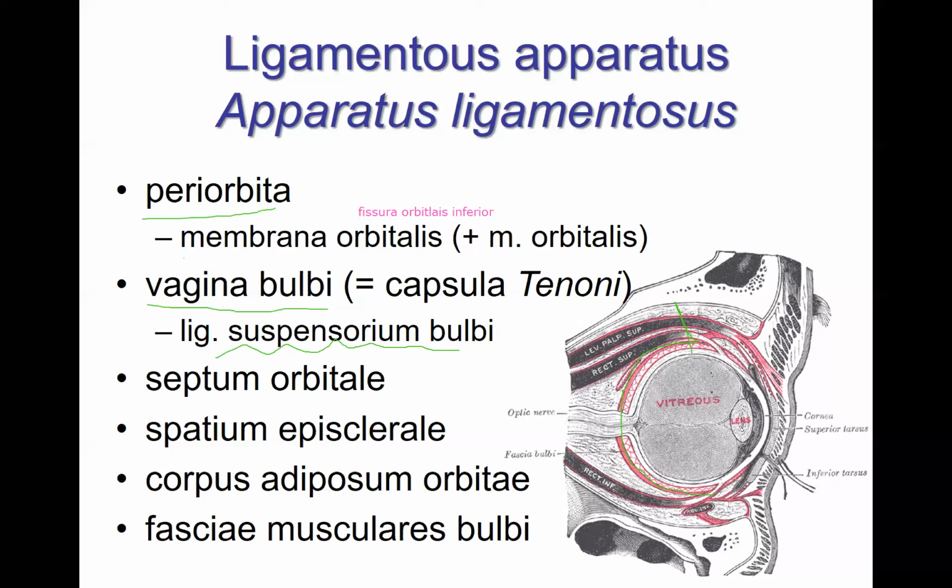Septum orbitale, we said, is a frontally oriented plate which does not allow the eyeball to protrude. Then we have a fat pad, corpus adiposum orbitae, which fills the space mainly behind the eyeball. And of course, muscles have their fascia. The episcleral space is the episcleral lamina here, loose connective tissue.